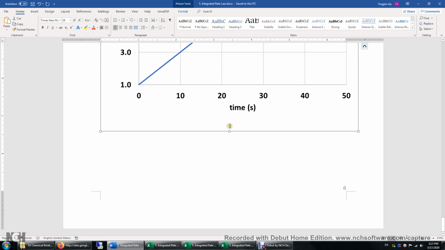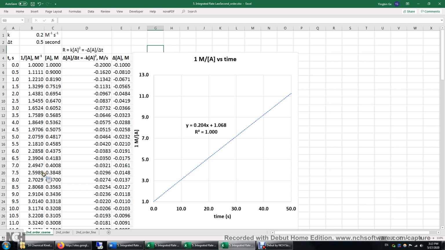And then how did I get this? All right, let's look at this second order reaction. We have this K in a different unit here. Again, let's use delta T equals 0.5 second at the beginning, and then we're going to use a smaller time step later. So this is time 0. This is initial concentration. This is the reciprocal of A. So I put this 1 over A here, just to make it easier for me to draw the graph later, because later I'm going to use these two columns to make the graph.